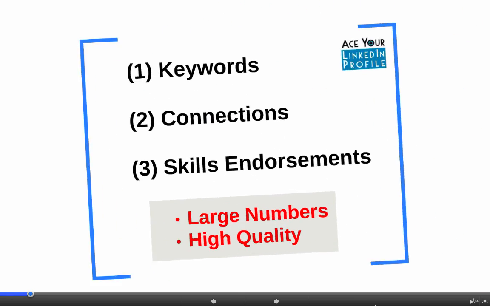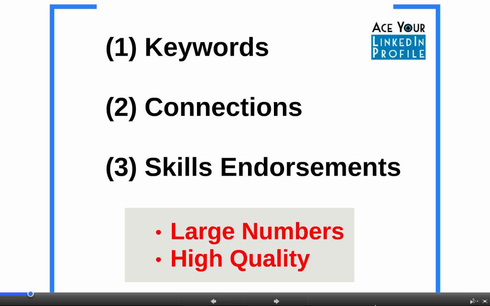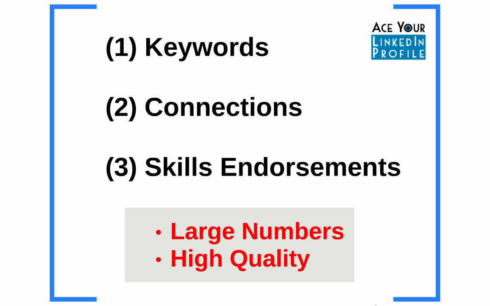These 3 essential areas are your profile keywords, your connections, and your skills endorsements. Due to the way the system scans your profile, it's important to have a large quantity in all of these areas, but they must be quality keywords, connections, and endorsements.